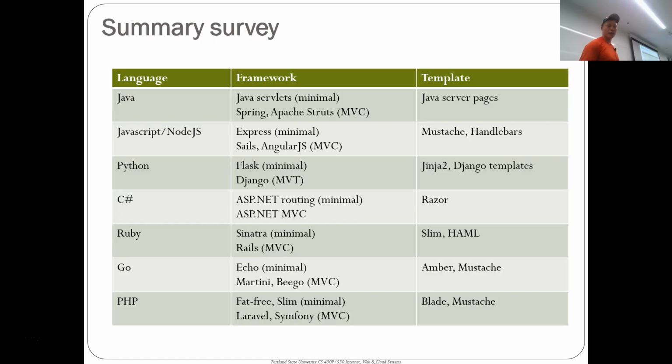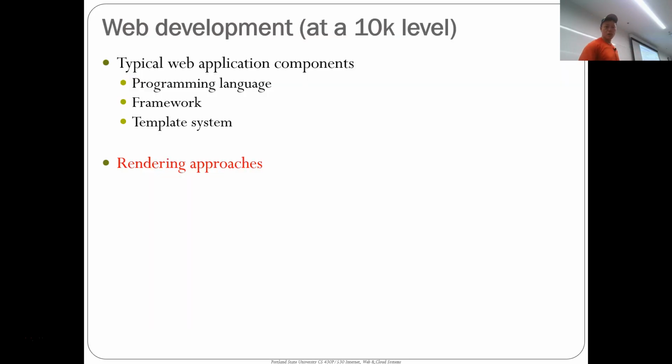So here is a survey of all the popular languages, their frameworks, and some of the templating systems that they will use. What we're going to do in this class, we're going to use Python with Flask and then Jinja 2 for our examples. But at least this gives you a sort of a framework to think about these things as you're selecting things for yourself. Okay, so I am going to take a 5-minute break and then finish off talking about modern rendering approaches.